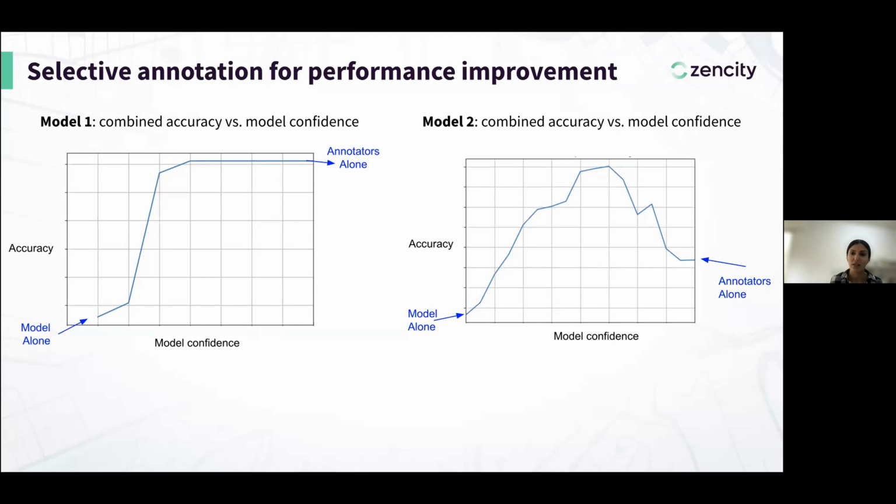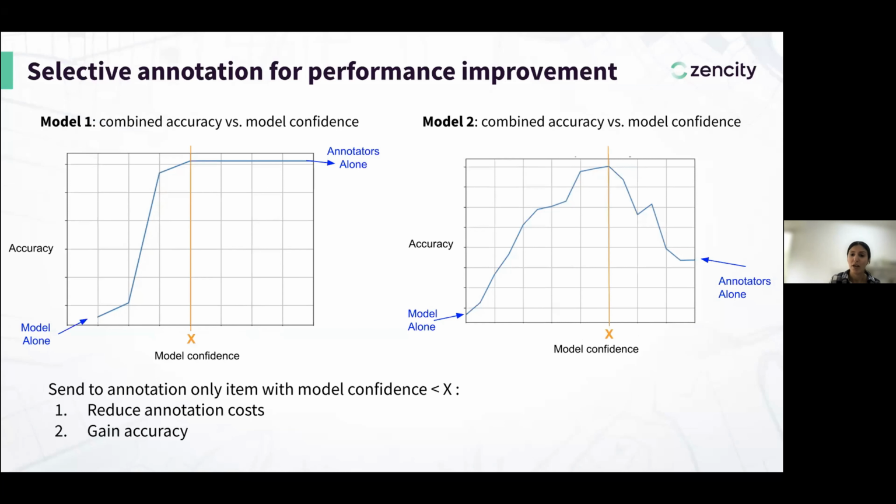On the right side, you can see there is some peak in that graph, meaning that from a certain point, the annotators actually hurt the combined accuracy. So we better have a certain threshold in each of the cases. And if we choose these thresholds and we annotate only below these thresholds, we will actually get a better accuracy as well as saving time and money for annotation. So these are the use cases we saw at Zencity, and we were able to act upon them.